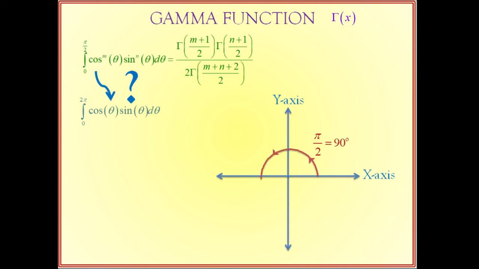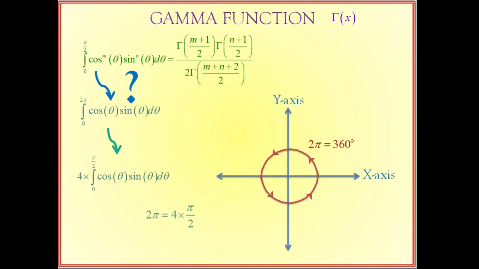If we extend this angle, then we get twice pi by 2, which equals 180 degrees. Similarly, this angle is considered as 270 degrees and this angle is considered as 2 pi, which equals 360 degrees. This means that 2 pi can be written as 4 times pi by 2. Now we can convert this integration in terms of pi by 2 like so.